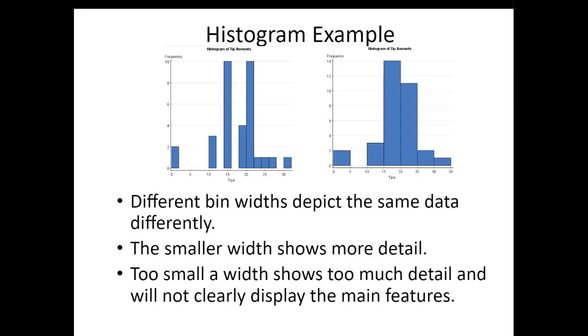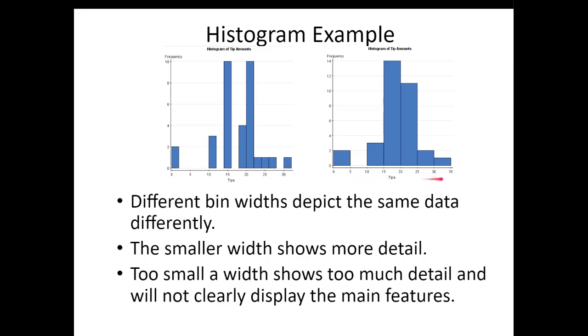So here are a couple histograms. They both display the same data. On the left, we have the histogram of tip amounts, where it appears to be a bin width of about 2. On the other side, again, a histogram of tip amounts, but this time the bin width seems to be about 5.